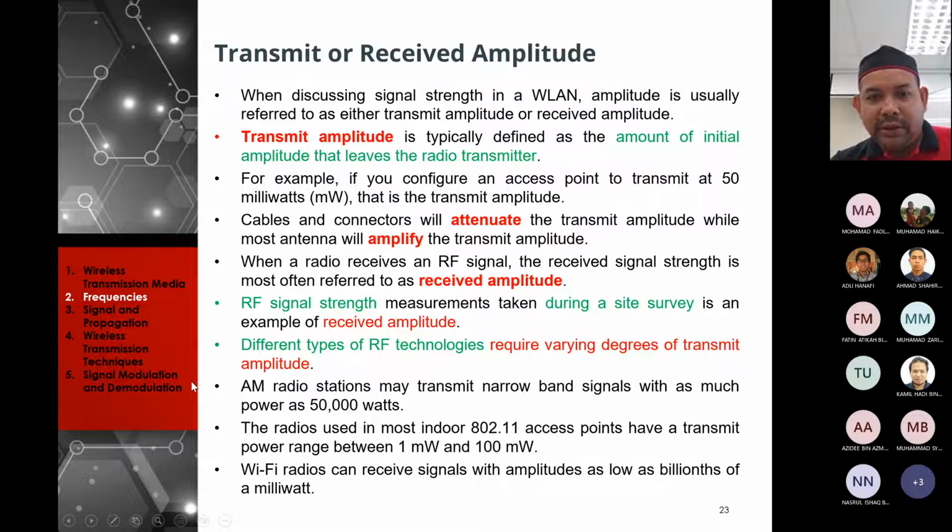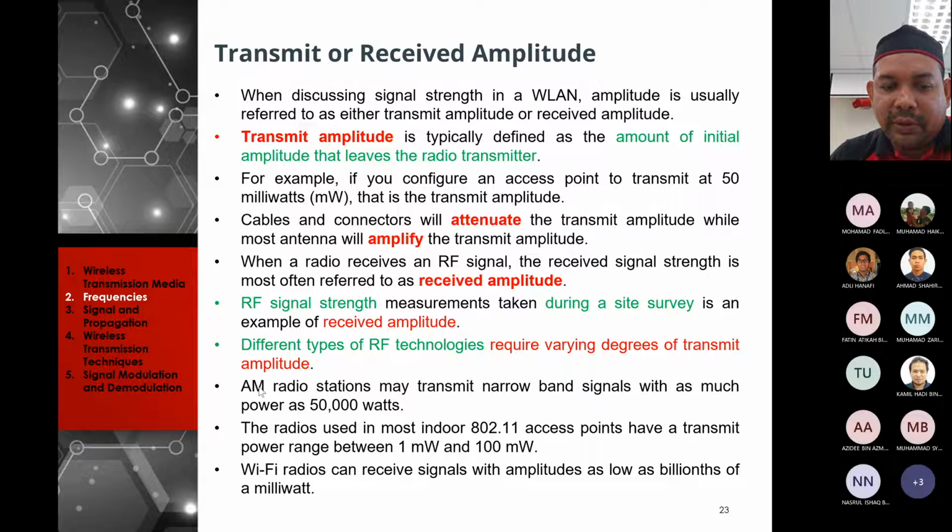Okay. When a radio receives an RF signal, the received signal strength is most often referred to as received amplitude. An RF signal strength measurement taken during a site survey is an example of received amplitude. Different types of RF technology require varying degrees of transmit amplitude.